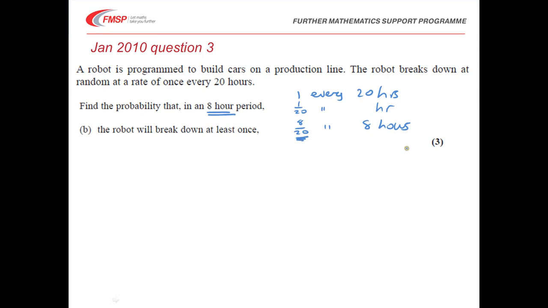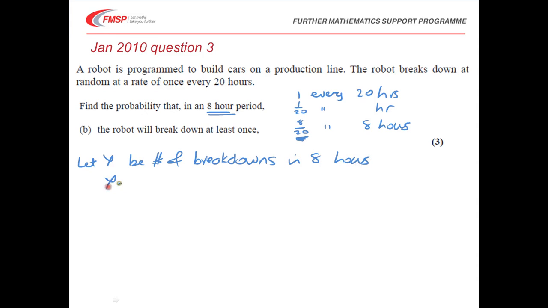And we were looking for the probability that the robot will break down at least once. So now, again, define. Let y be the number of breakdowns. And this time, as I say, we're looking in an 8-hour period. So breakdowns in 8 hours.